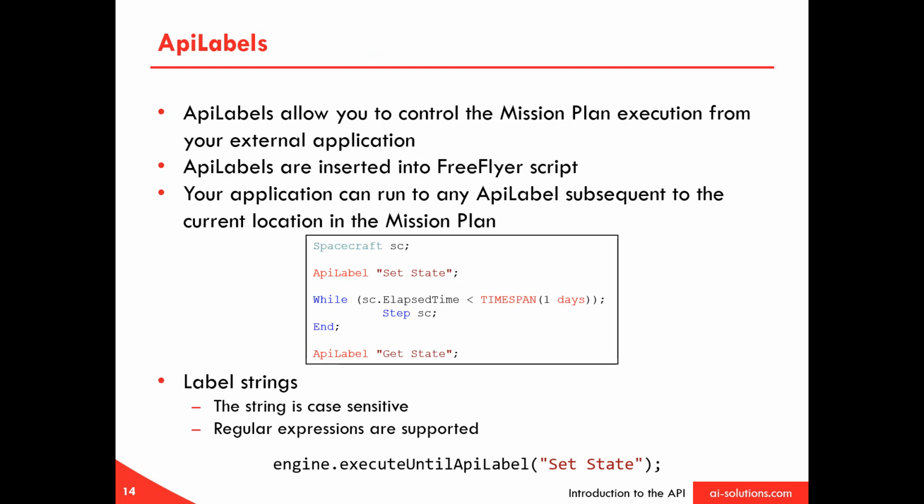So API labels, we'll talk about those a little bit more, are inserted into FreeFlyer script and allow you to access different points of your mission plan from your external application. So your application can run to any API label that's after the current location in the mission plan. You can put these inside of loops if you need to access the same point multiple times. These are just set up as strings, case-sensitive strings, and you can use regular expressions. And the way to run to these specific points will be to call the execute until API label method. When we look at our example, we'll talk about how we can actually pass information back and forth at these API label points.